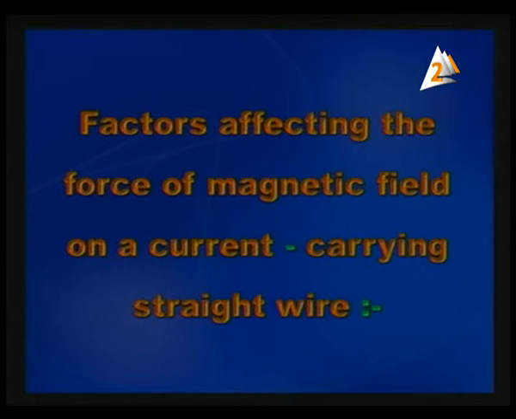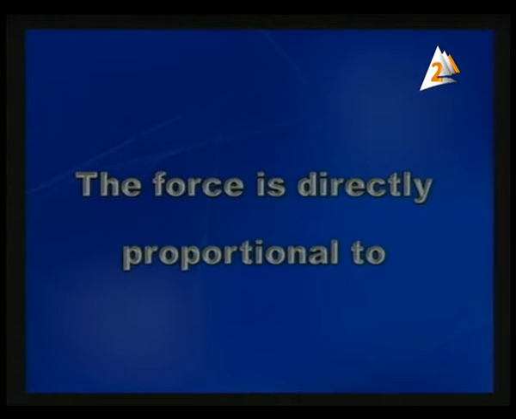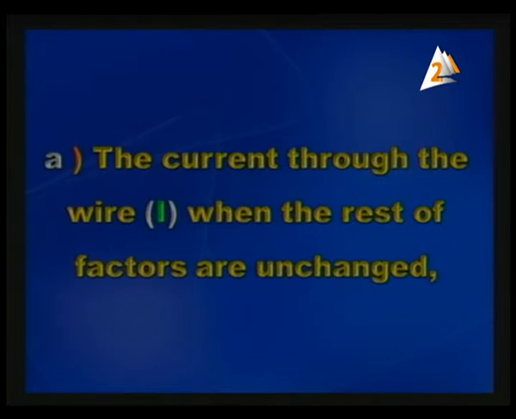Now talking about the factors that determine the magnitude, the size, of the force. So once again, factors affecting the force of a magnetic field on a current carrying straight wire. The force is directly proportional to, first factor, the current intensity, the intensity of the current flowing through the wire, when the rest of the factors are kept unchanged. So the first factor is the current intensity.